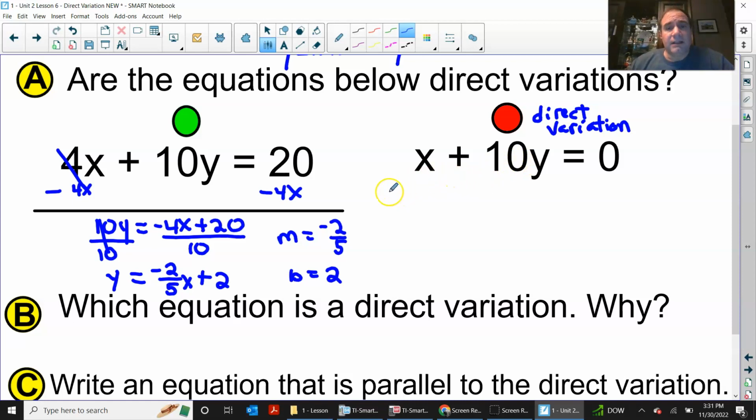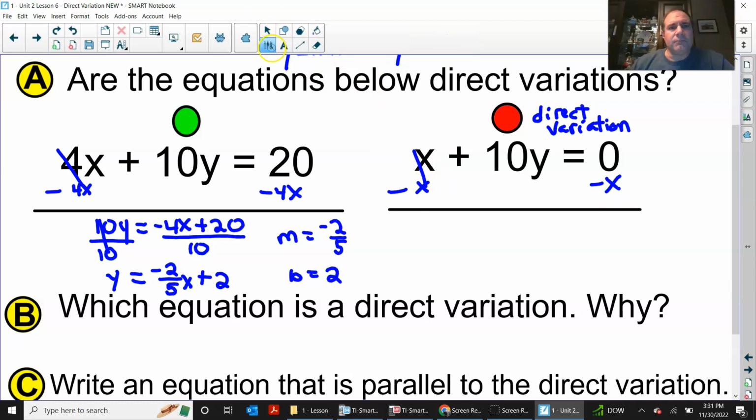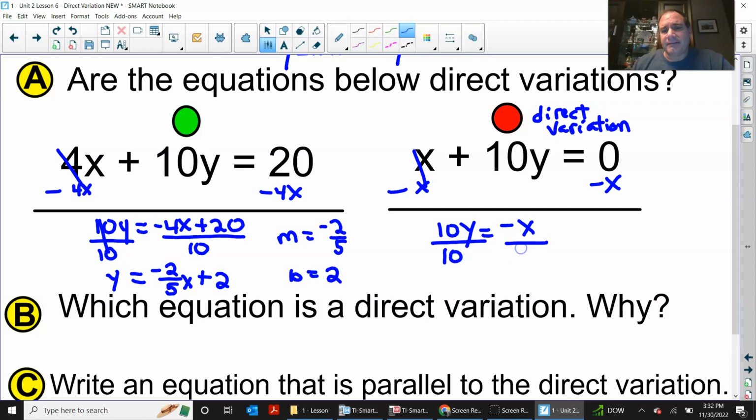Remember, solving for y, get the slope and the y-intercept. Get the y alone. So we're going to subtract x on both sides to start to get the y alone. We are going to put 10y equals negative x, and that is a negative 1x. I don't want to get anybody confused. Divide by 10. This is y equals negative 1 over 10x. That's what this is.